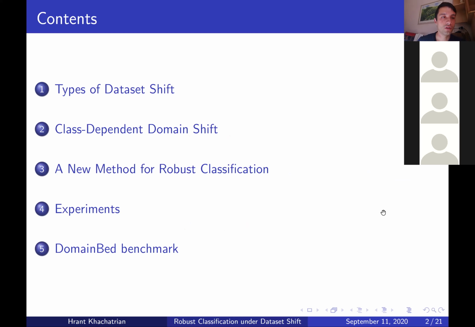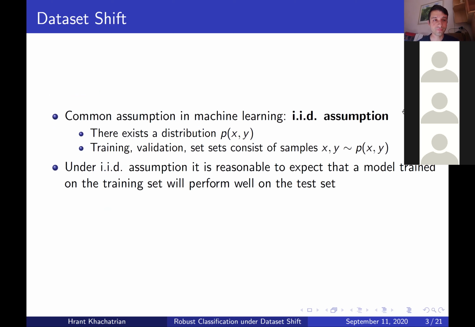Okay, so I will quickly introduce what dataset shift is and what some of the types of dataset shift are. Then I will describe one type of dataset shift that we are working on. Then I will quickly show an algorithm that we developed and then show the experiments. And finally, say a couple of words about a new benchmark that was proposed this year to measure robustness to dataset shift.